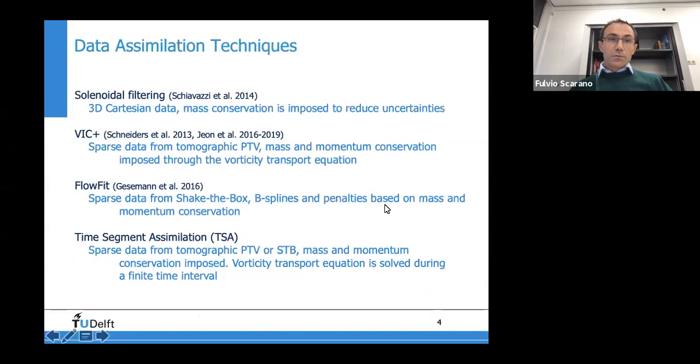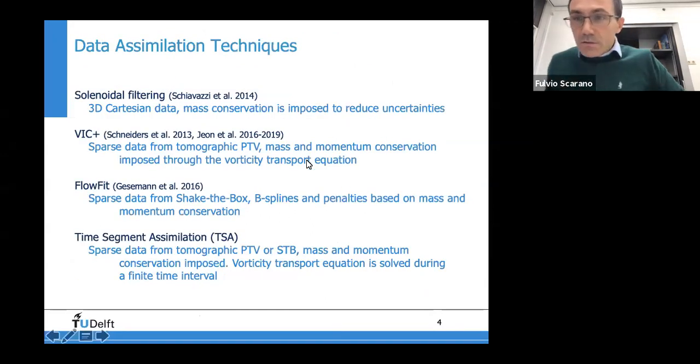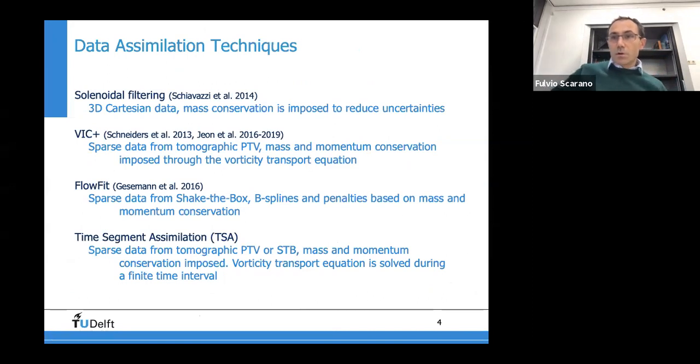Let me move further. Data assimilation techniques are also used to resample data from a sparse support into a Cartesian support, or even from a Cartesian to Cartesian. This was the case of Schiavazzi for imposing mass conservation. Then there are the vortex in cell based techniques that use momentum and mass budgets. FlowFit uses base functions of B-splines and imposes penalties when mass and momentum are not fully conserved.